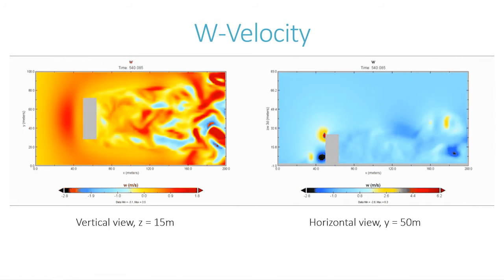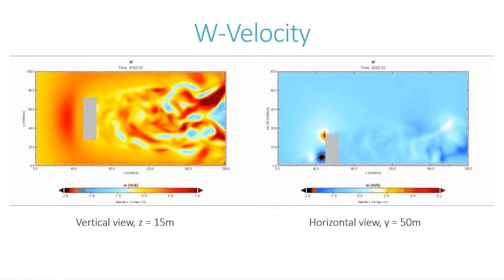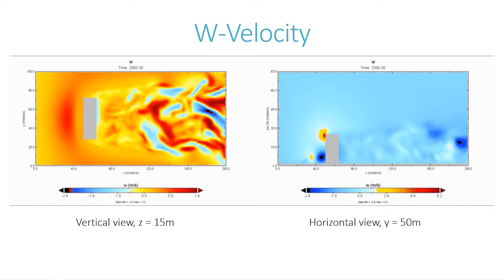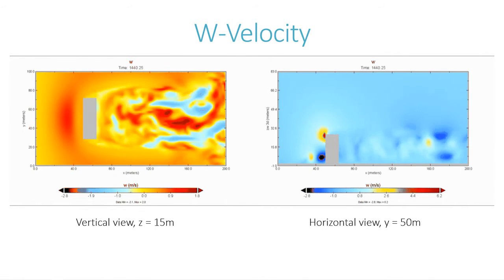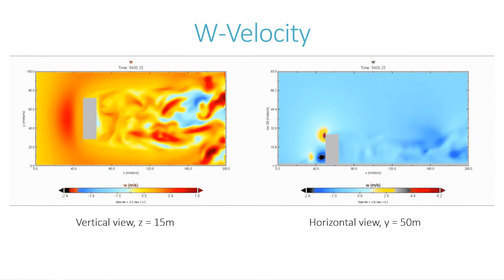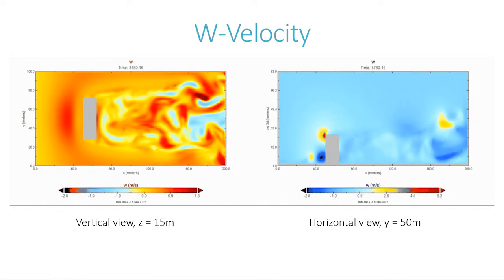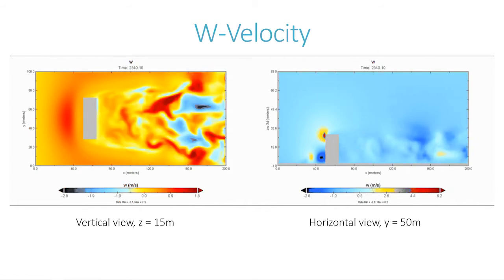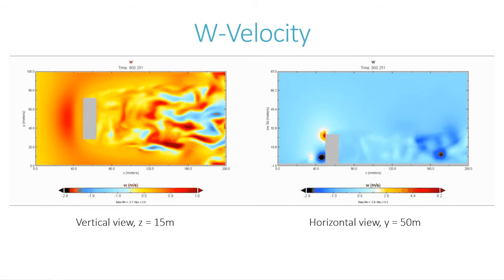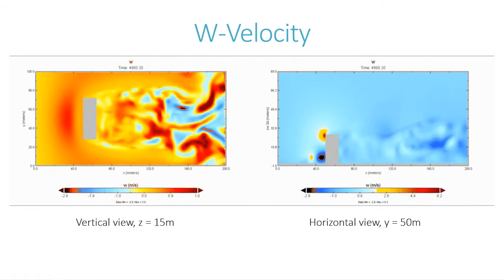We'll come into this W plot for velocity for the short and wide building. This is the velocity in the z direction. You can see here it has these same positive and negative values as the velocity is going up and down in the z direction. This is another indication of circulation again behind the building.